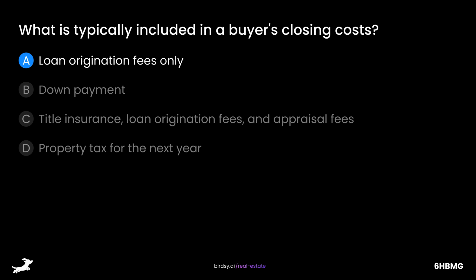Is it A, loan origination fees only, B, down payment, C, title insurance, loan origination fees, and appraisal fees, or D, property tax for the next year? The answer is C. Title insurance, loan origination fees, and appraisal fees.